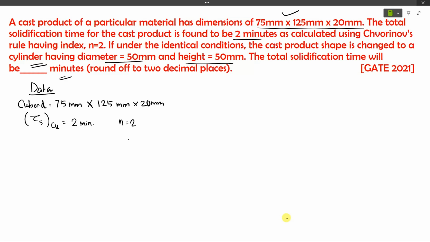Now what is this index? As per Chvorinov's rule, the solidification time of any casting is directly proportional to volume by total surface area of heat dissipation, whole to the power of n. N is nothing but the index, which is 2 in this particular case. Now it is telling under identical conditions, if at all it becomes a cylinder.